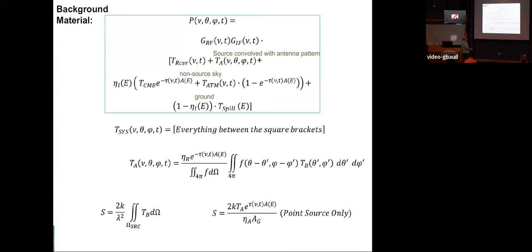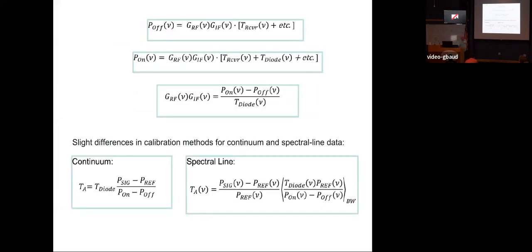We have all these contributions here, and the system temperature that we measure is everything in these square brackets. So when you do on minus off, you have the source plus all this stuff in the on, and then when you do the off, you just have all this stuff, and in principle you subtract all that stuff, and you're left just with the source. They're slightly different in the way we calibrate in general, continuum versus spectral line data.